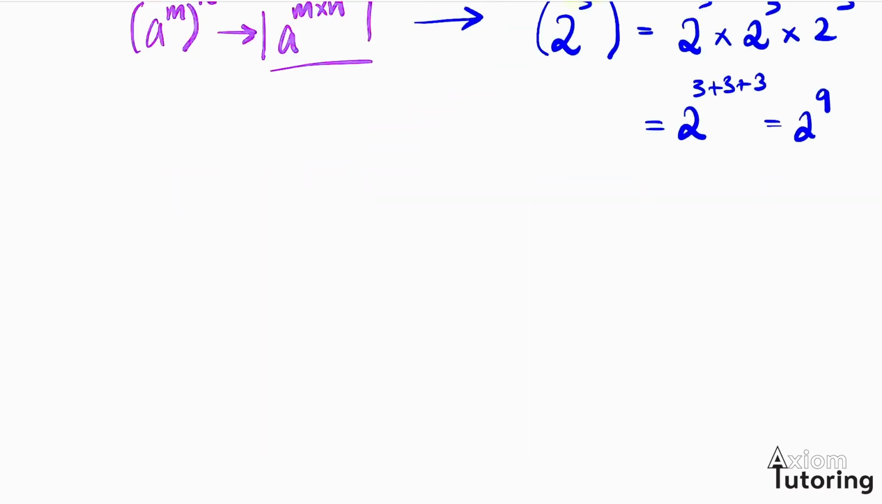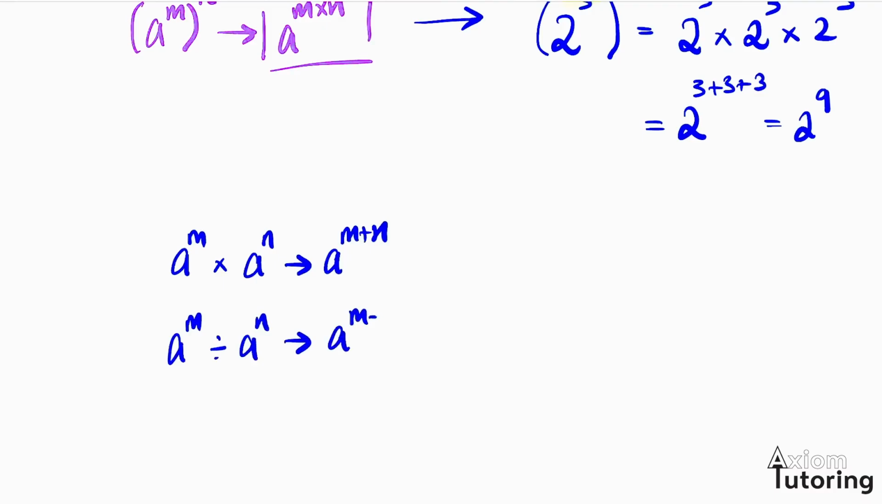Let's recap the rules that we've learned so far. We know that when we have a to the m times a to the n, we add the exponents. When we have a to the m divided by a to the n, we subtract the exponents.